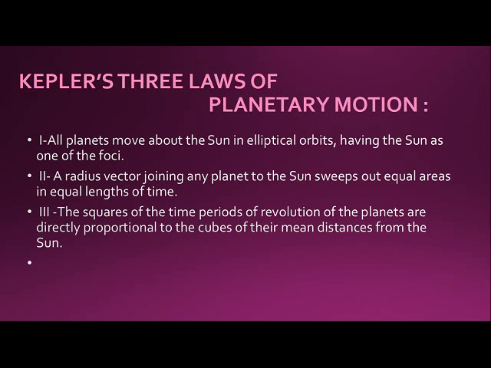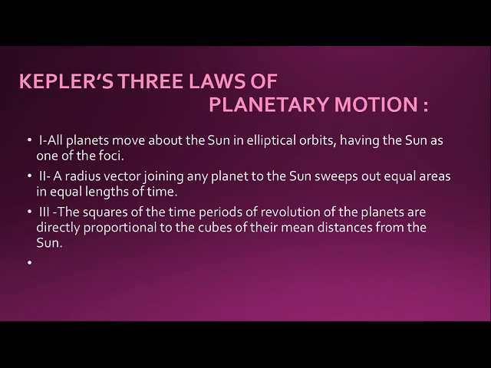Now, children, what were the three laws which were suggested by Kepler? It was that all planets move around the sun in elliptical orbits, having sun as one of their foci. So sun as a center, and all the planets move around the sun in elliptical orbits. The second law was that a radius vector joining any planet to the sun sweeps out equal areas in equal lengths of time. Just wait, I'll show a picture so you will understand this. And the third law was that the square of time period of revolution of the planet is directly proportional to the cube of the mean radius of their orbit.